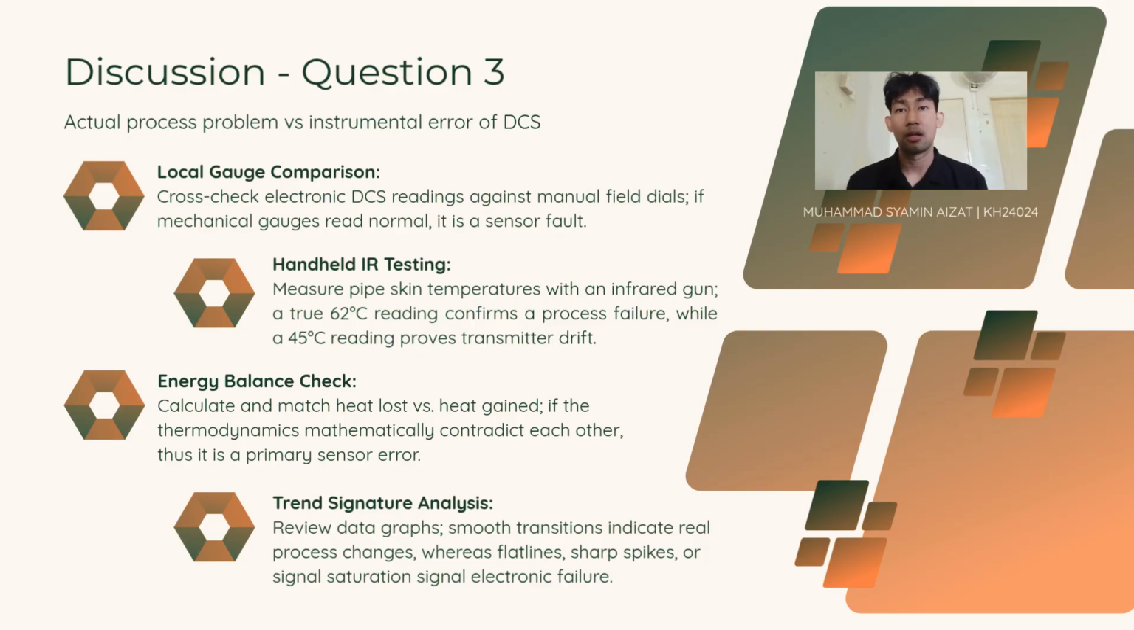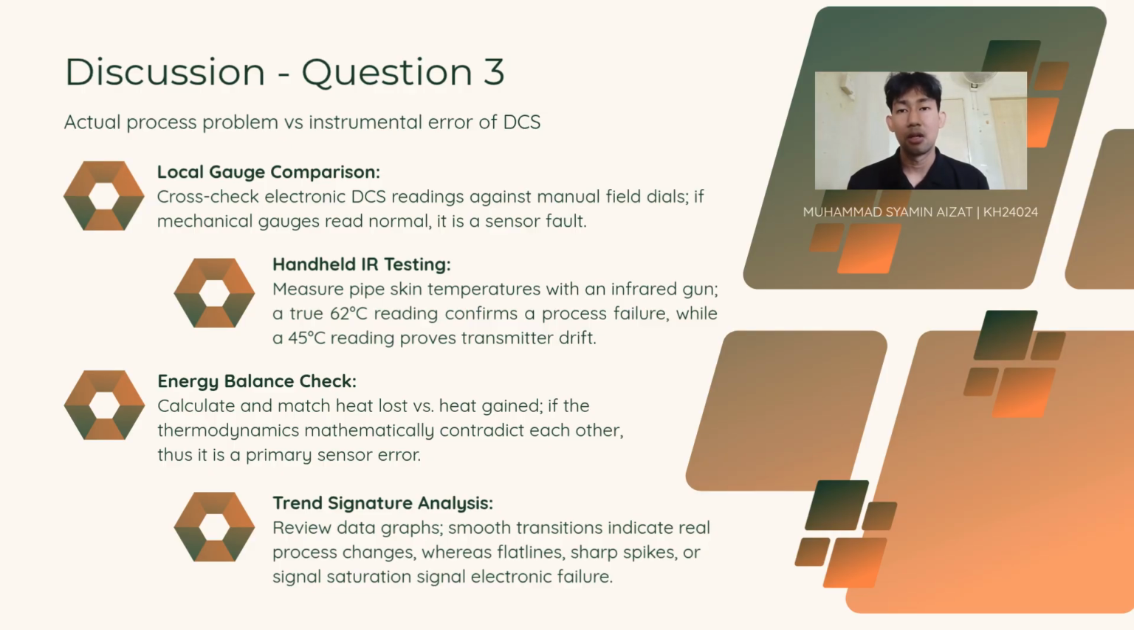Next, handheld IR testing. We measure pipe skin temperature with an infrared gun, where a 60 degrees Celsius reading confirms a process failure, while a 45 degrees Celsius reading proves a transmitter drift. Then we have the energy balance check, which calculates the match between heat loss and heat gain. If they thermodynamically contradict each other, then it is a primary sensor error.